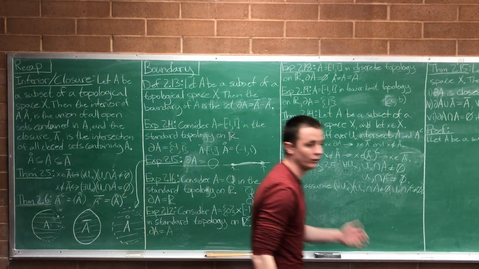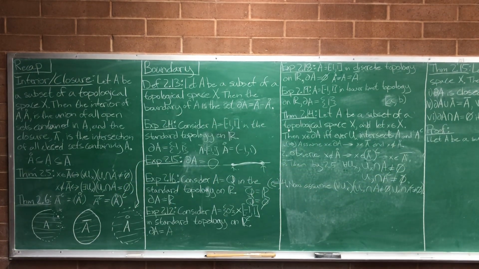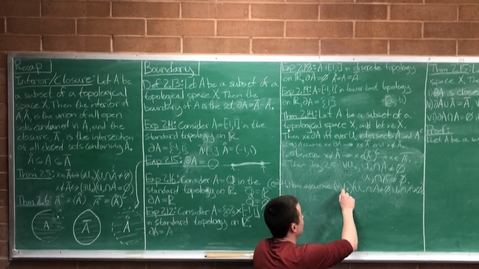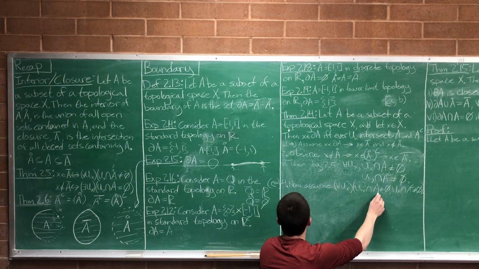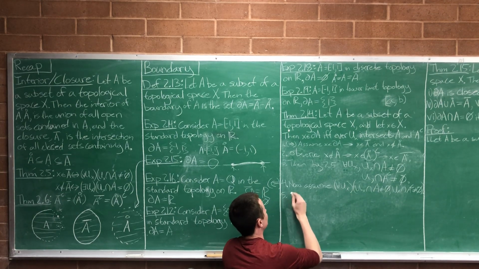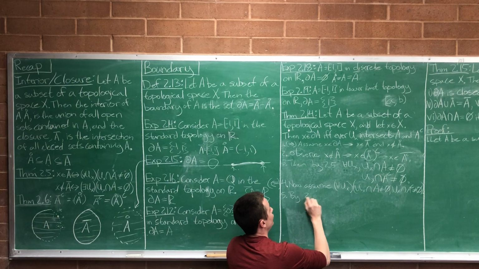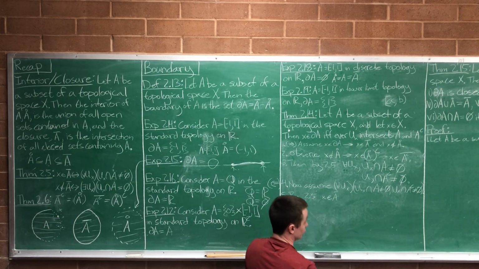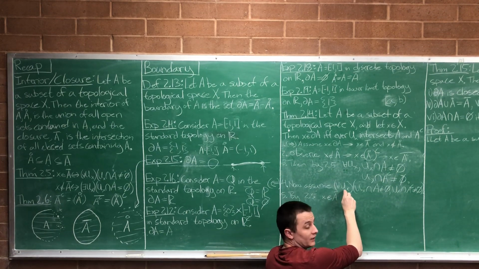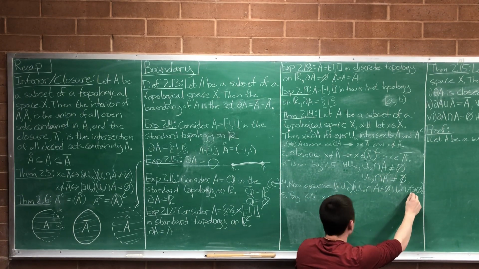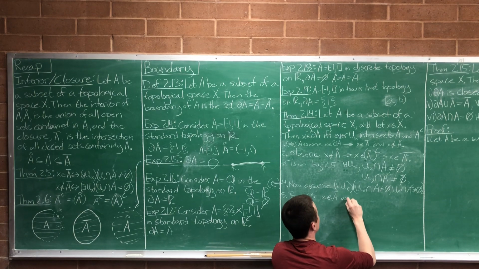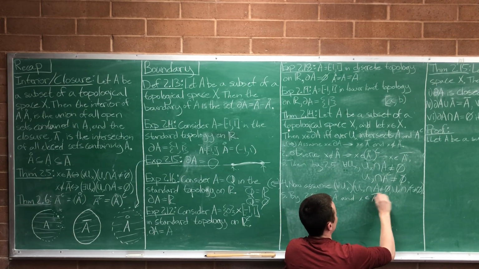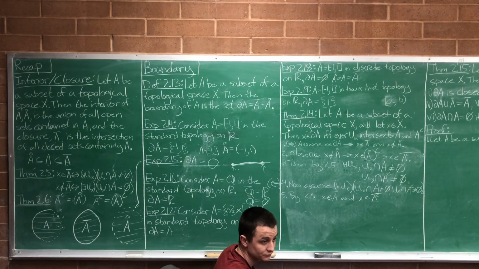Now we're just going to use 2.5 twice. Same exact thing. If every open set containing x intersects A, by 2.5, I know that x is in A closure. And since every open set containing x intersects A complement, I also know that x is in A complement closure.